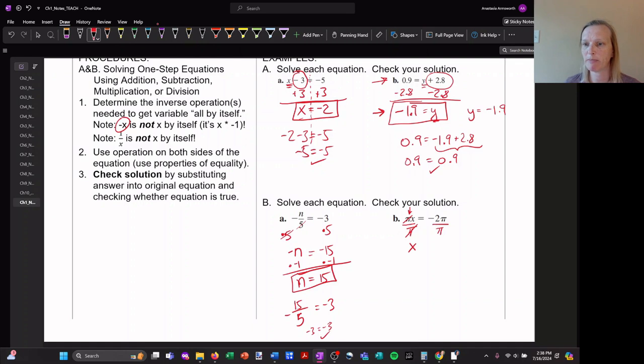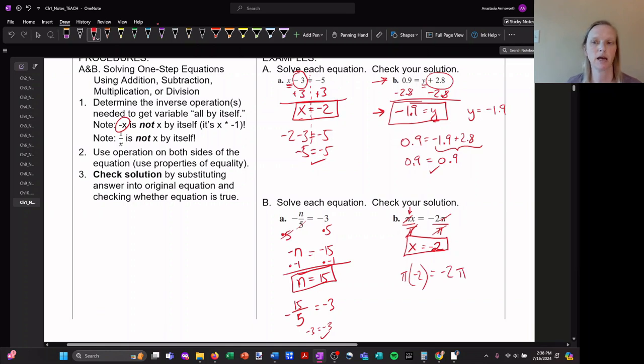Negative 2 pi divided by pi. Once again, pi divided by pi is just 1. So I'm left with just negative 2 by itself on the right side of the equation. So my variable x just equals negative 2. And I can confirm this by doing pi times negative 2 equals negative 2 times pi. Well, yes, multiplication is commutative, and so this is a true statement.